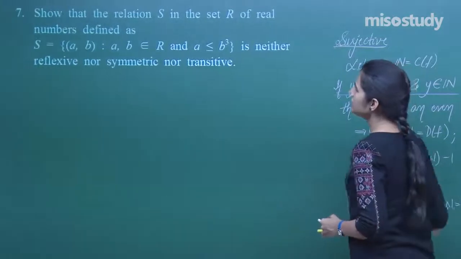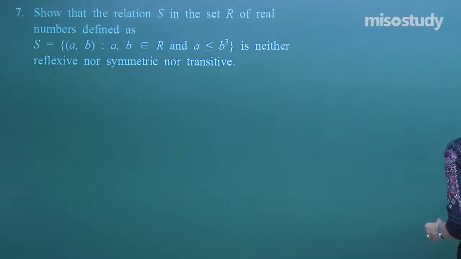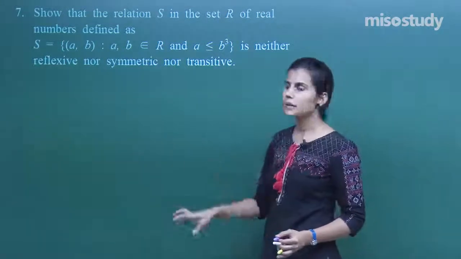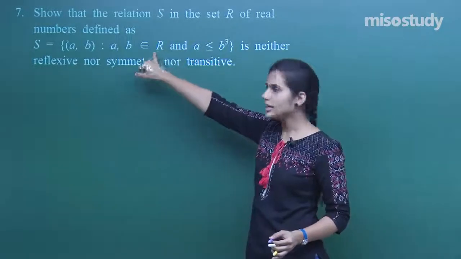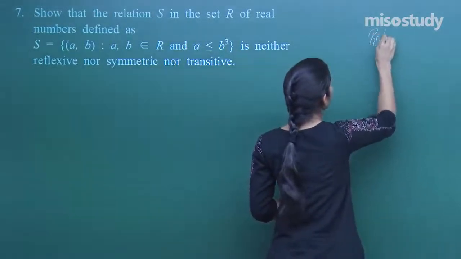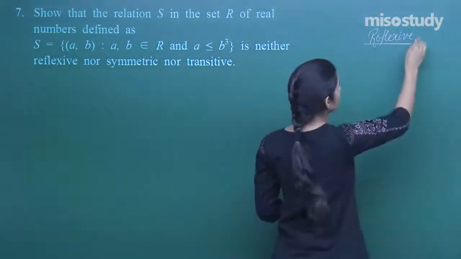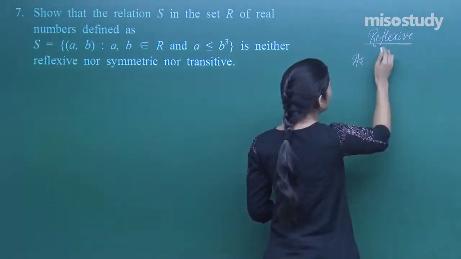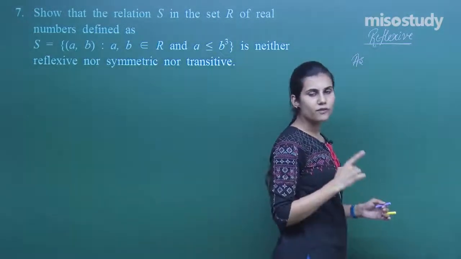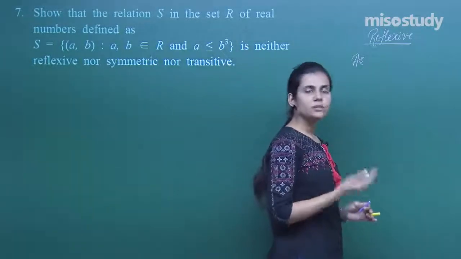Show that the relation S in this set defined like this is neither reflexive nor symmetric nor transitive. That means if I need to not establish reflexivity, symmetricity and transitivity, I need to find some A and some B sitting in the set of all reals which are violating the rule needed to be reflexive, symmetric and transitive. So, first of all, let's try to cancel the reflexivity out. See, for reflexive I need A should be related to A for all A in the set of all reals under this relation. A should be related to A, every element should be related to itself.